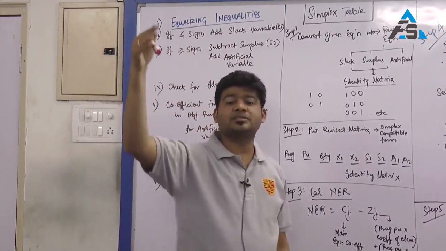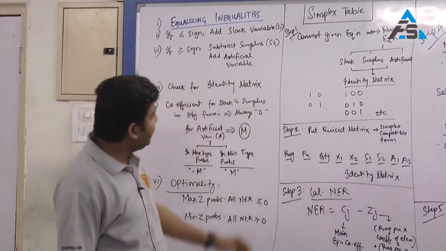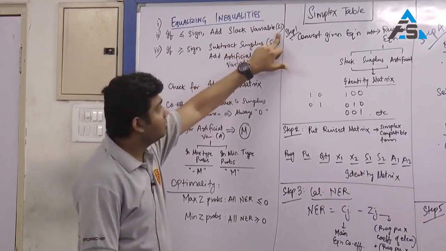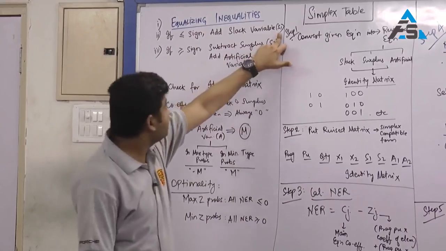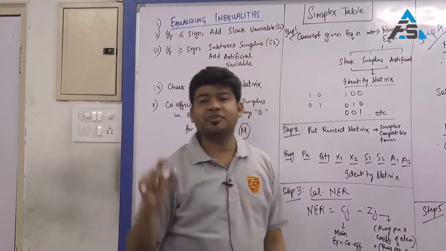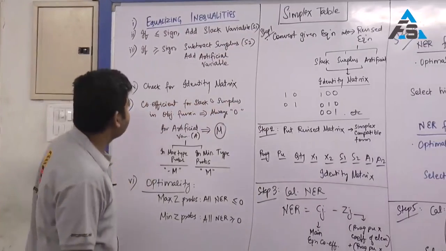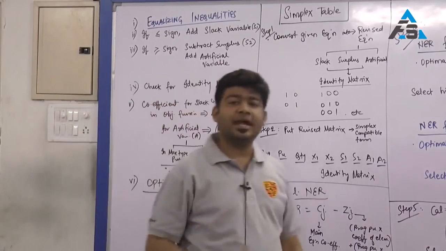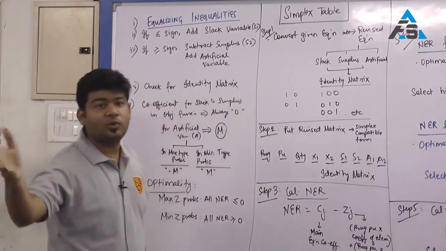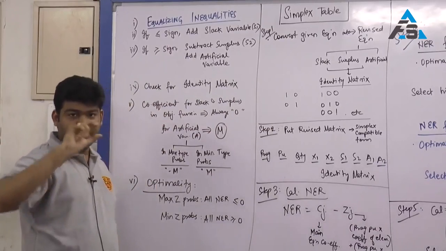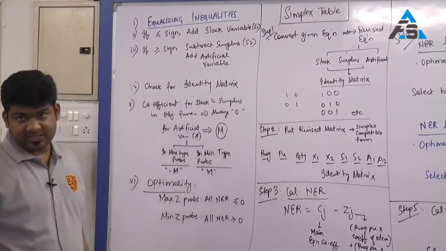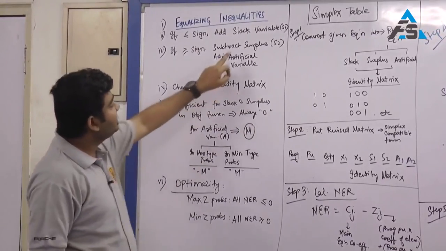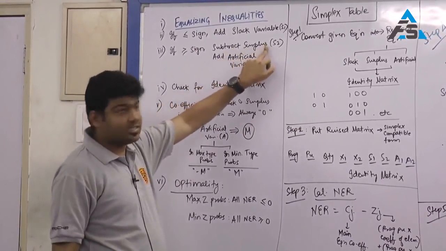So 6x1 plus 7x2 less than 8. Then in that case we will add a slack variable which will equalize the inequalities. If there is a greater than sign, so 9x1 plus 8x2 greater than or equal to 5, there is an equation which is greater than 5. I want to equalize it. How do I equalize it? By subtracting the surplus which is there.